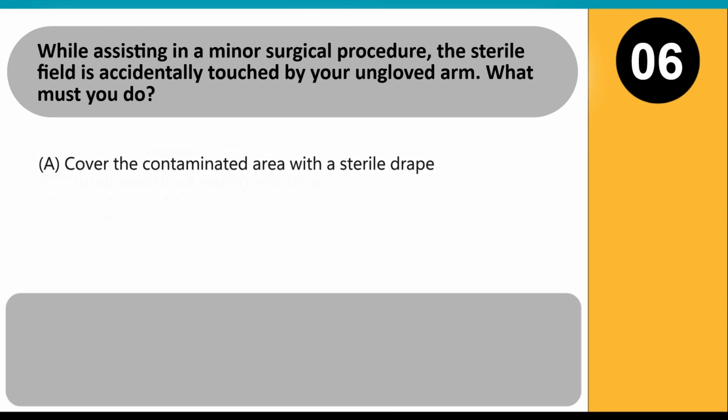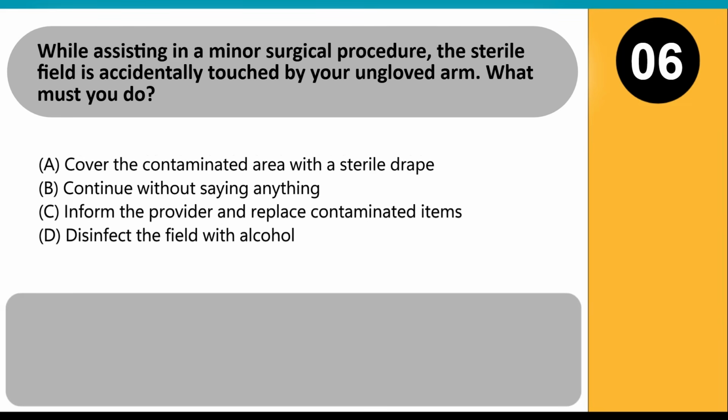While assisting in a minor surgical procedure, the sterile field is accidentally touched by your ungloved arm. What must you do? A. Cover the contaminated area with a sterile drape. B. Continue without saying anything. C. Inform the provider and replace contaminated items. D. Disinfect the field with alcohol.